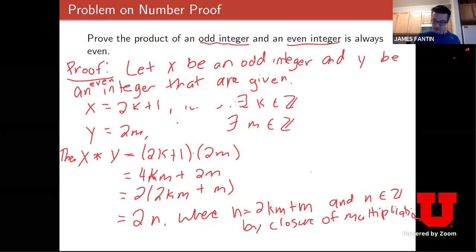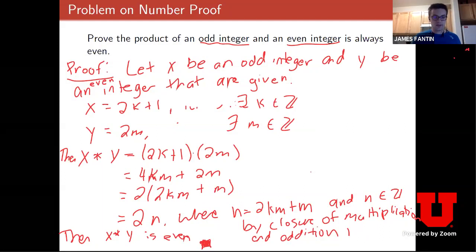And that is what lets us say that we have an even integer. So then x times y is even, and we're done with the proof. Now you just use the square box, or you could do QED or something just to denote that we're done with the proof there.